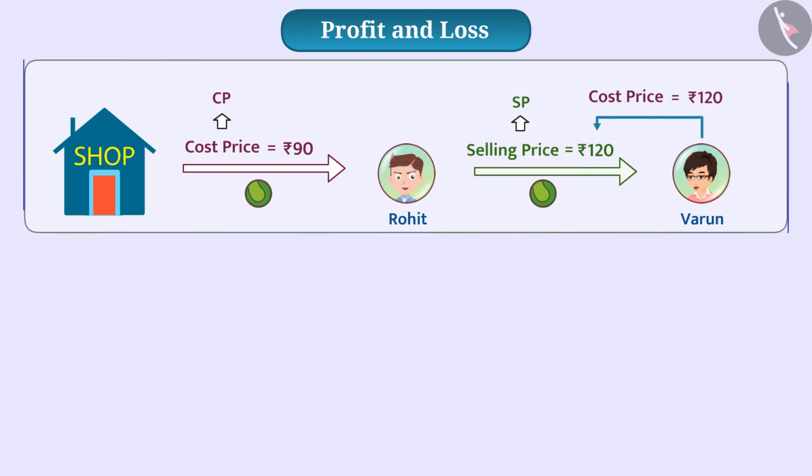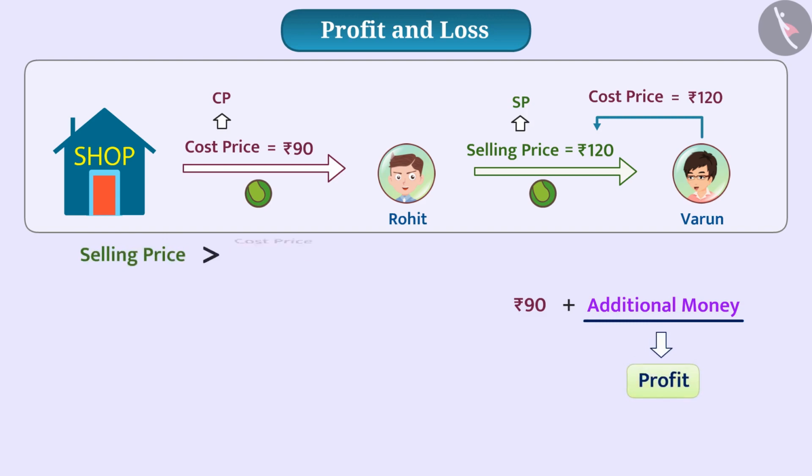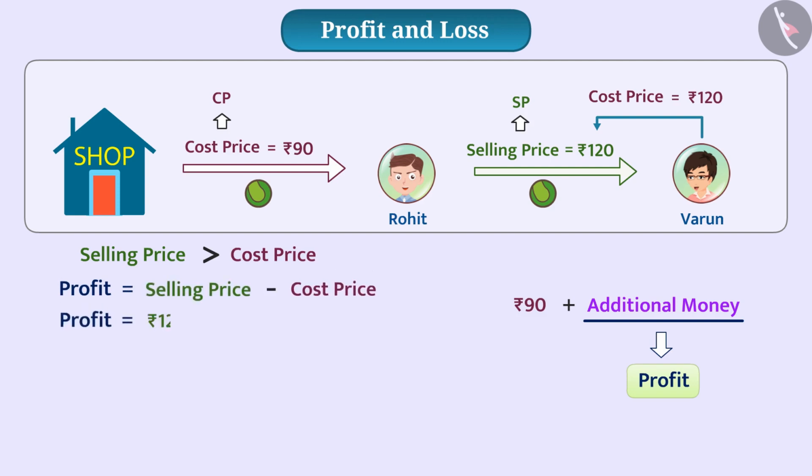In this transaction, Rohit has recovered the value of the ball, which is Rs 90, but he also received some additional money. This additional amount is called profit. Whenever the selling price is higher than the cost price, the person earns profit. This profit is obtained by subtracting the cost price from the selling price. Here, profit is equal to 120 rupees minus 90 rupees, which is 30 rupees.